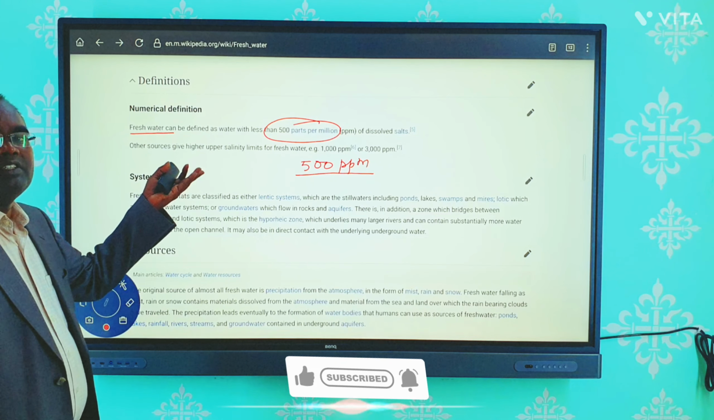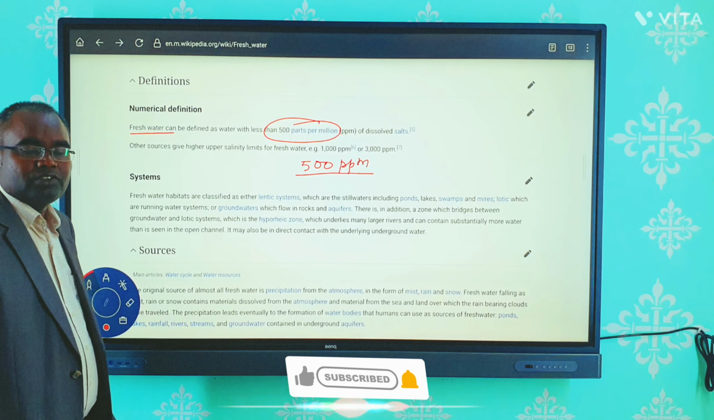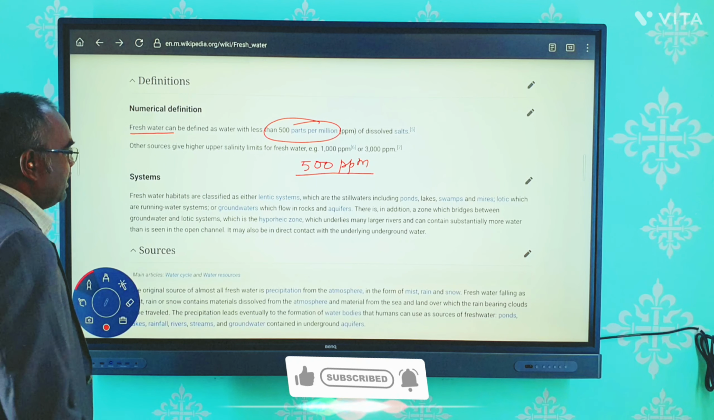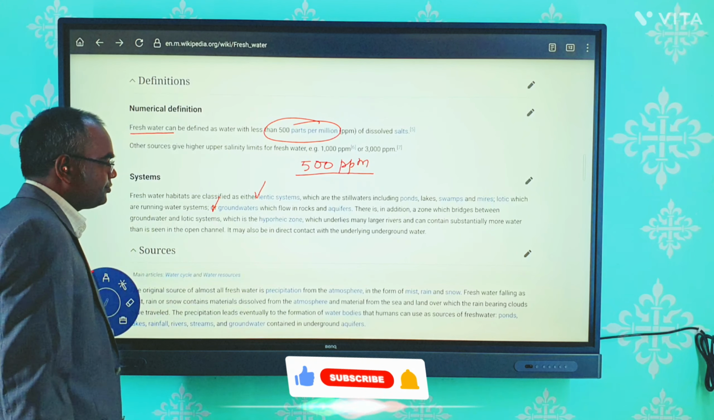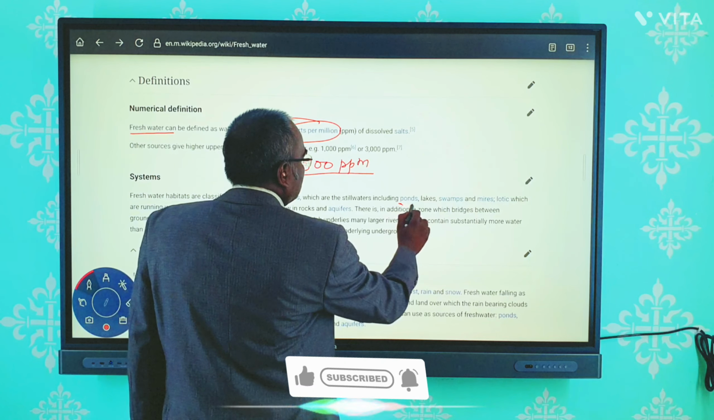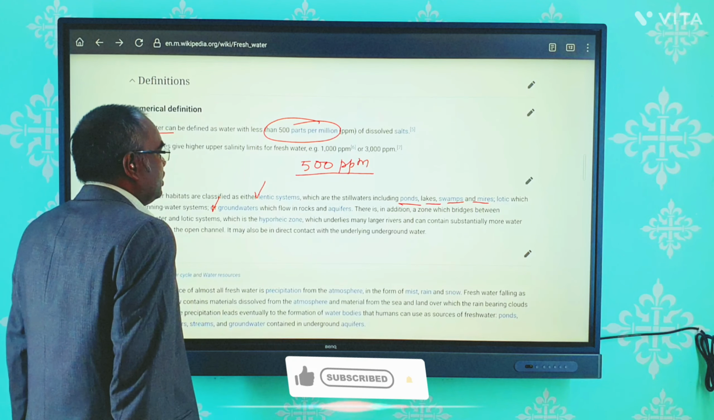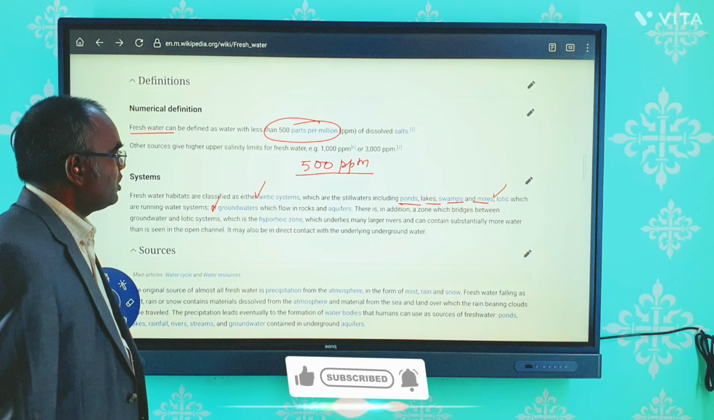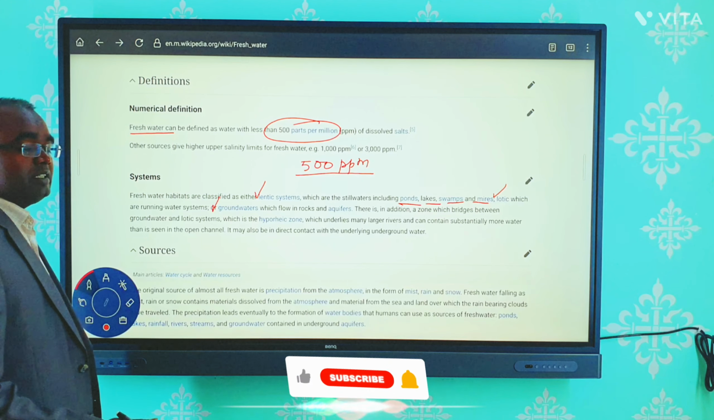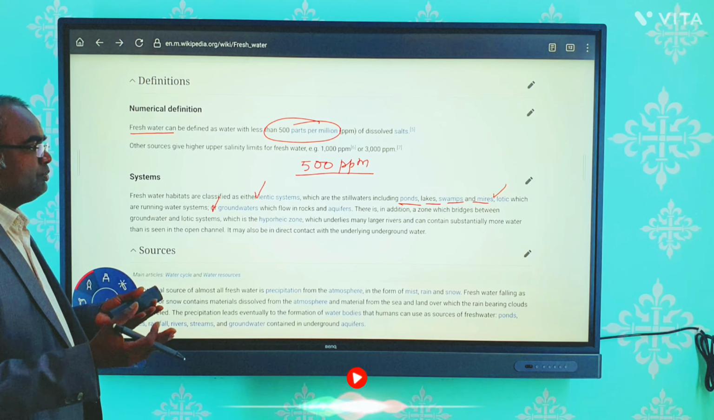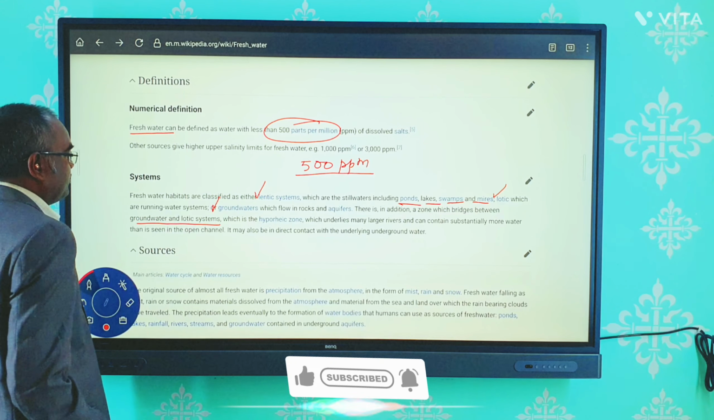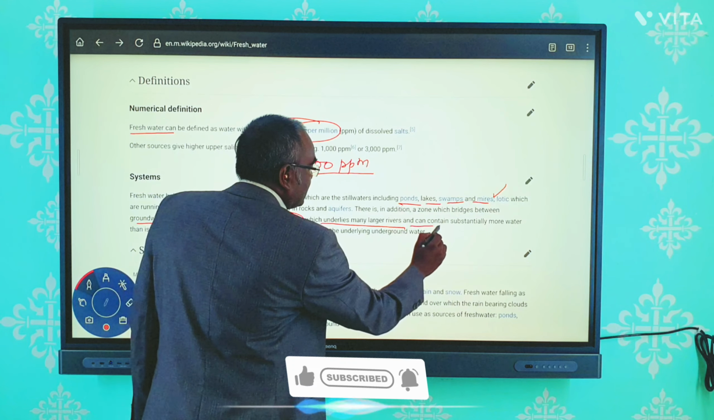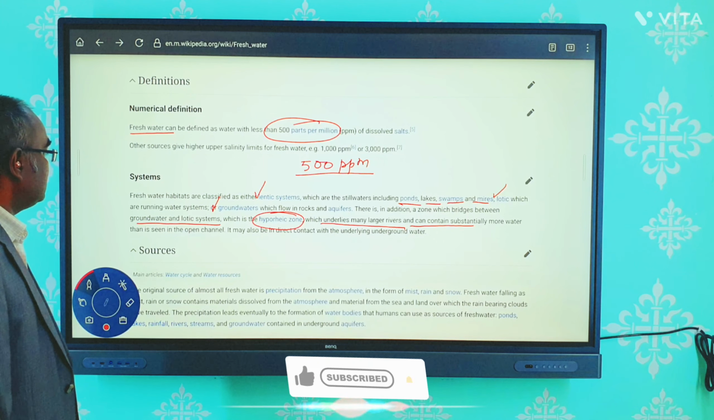But other resources give a different definition also. They may ask for 1000 ppm and some more. So freshwater habitats are classified as either lentic, lotic or groundwater. Lentic waters are still waters, including ponds, lakes, swamps and meres. Lotic are running water systems, and groundwater flows in the rocks and aquifers. But there is one zone in between these two, which bridges the groundwater and lotic system: the hyporheic zone. What does it mean? It underlies many larger rivers and contains substantially more water than is seen in the open channel.